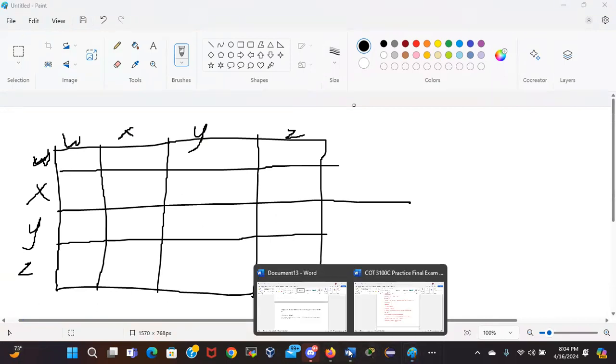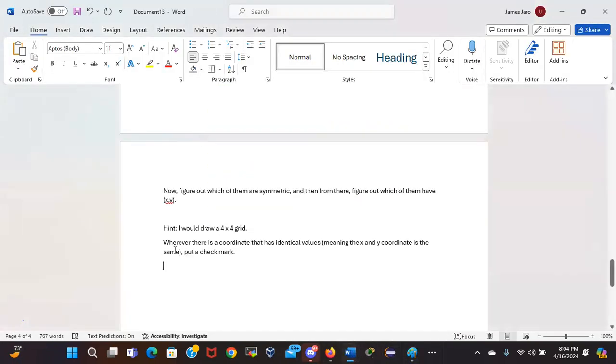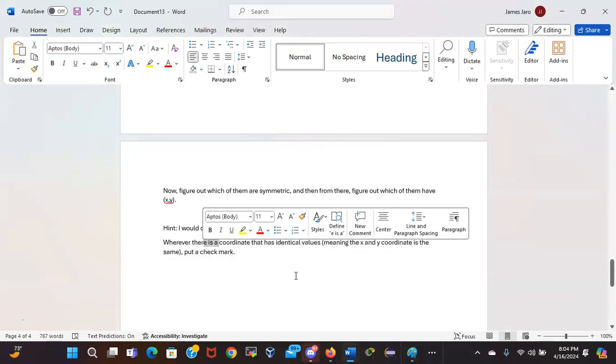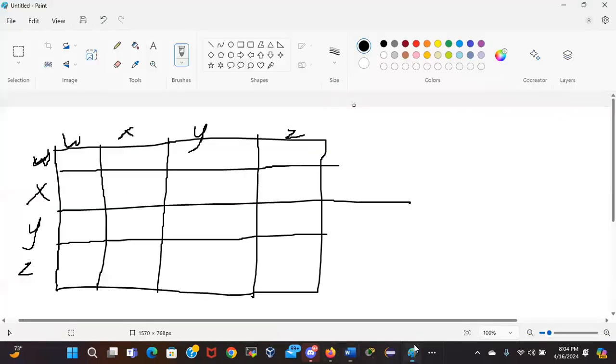We'll get to the symmetric part later, but for now just remember whenever the coordinate has identical values, I want you to put a little check mark, right? So here, what would this coordinate be? Yeah, it's a check mark because it's WW. Here, this is WX, so it doesn't get a check mark. Does this make sense?